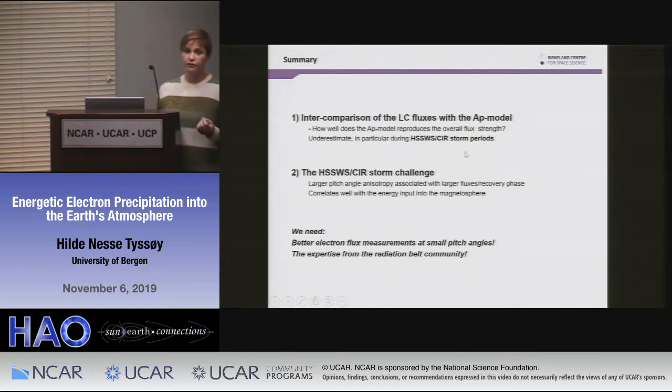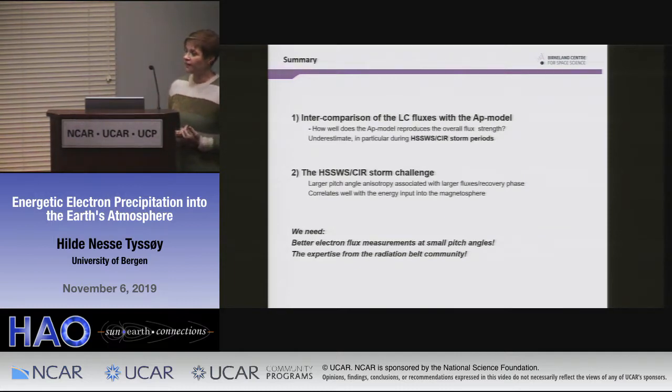In particular during the CR storm period. And to address the CR storm challenge, we see that this could be explained partly by that we get larger pitch angle anisotropy associated with larger fluxes. But we also see that it correlates well with the available storm time energy during the period. But to do a better job here, I would say that we need to get better measurements.